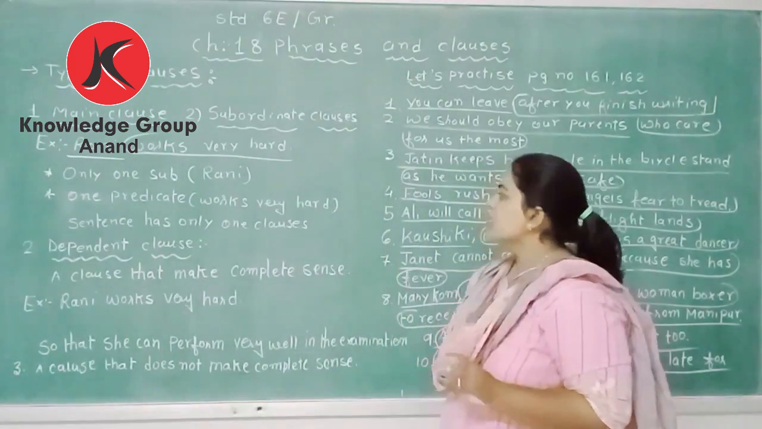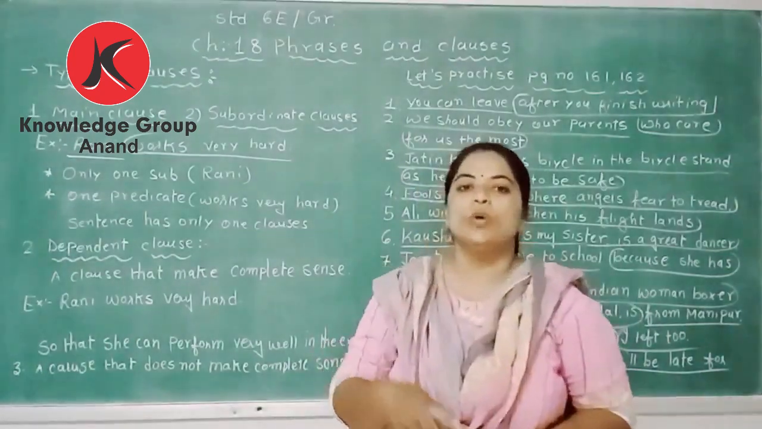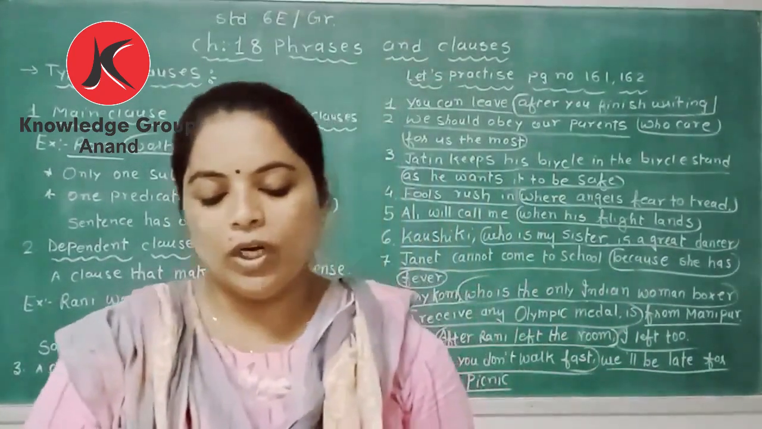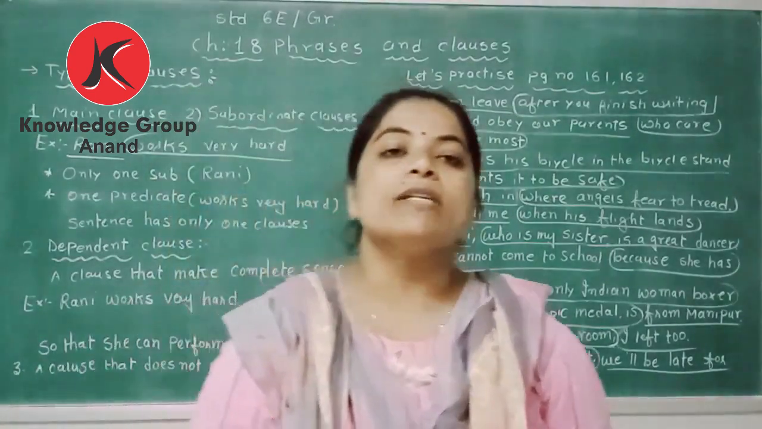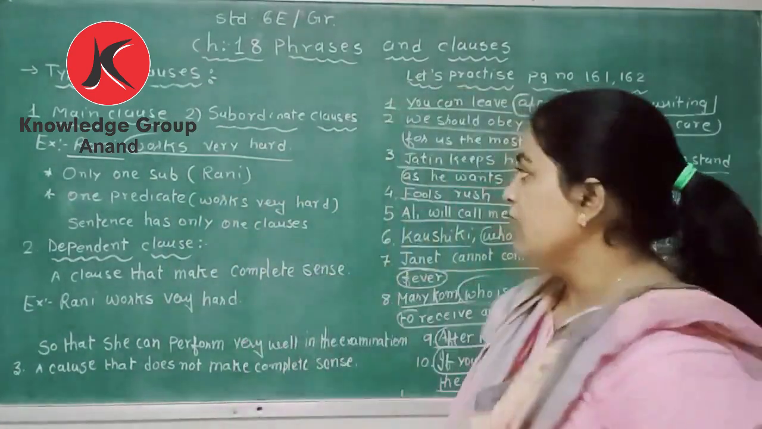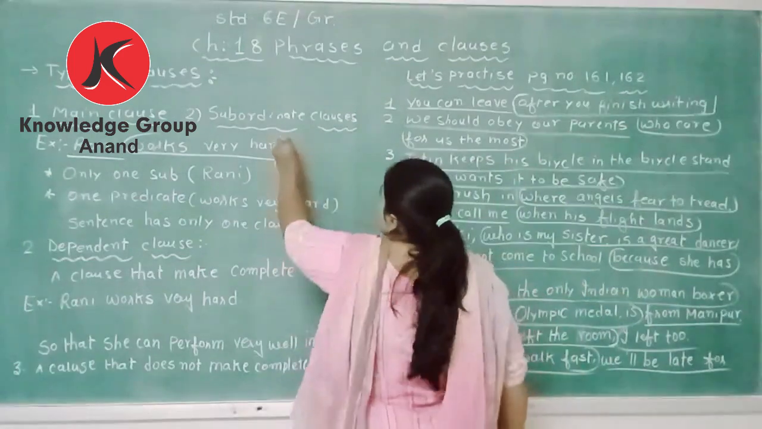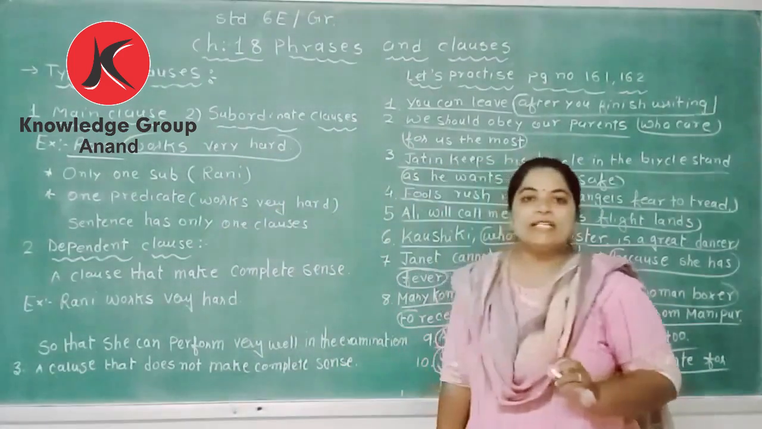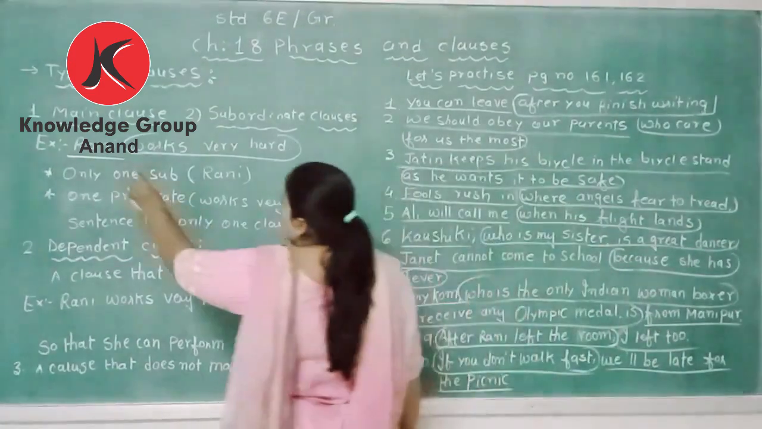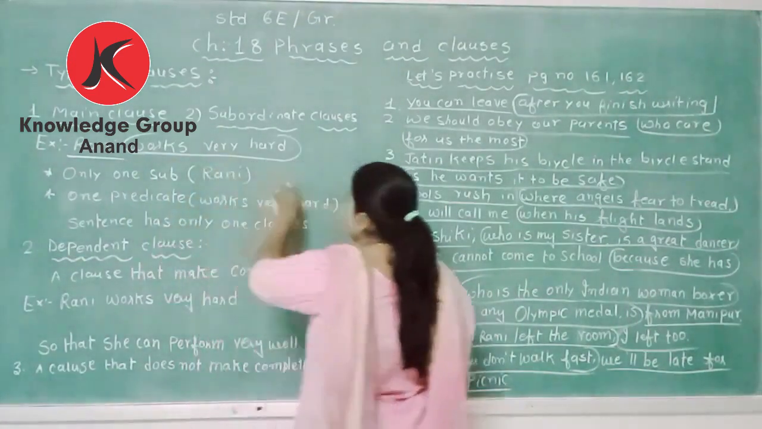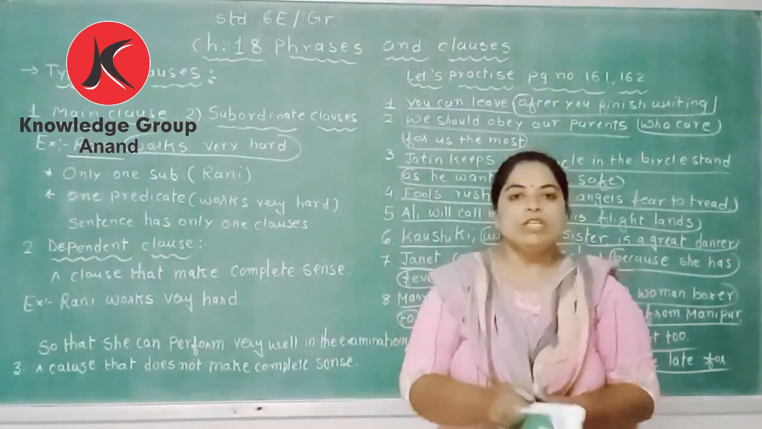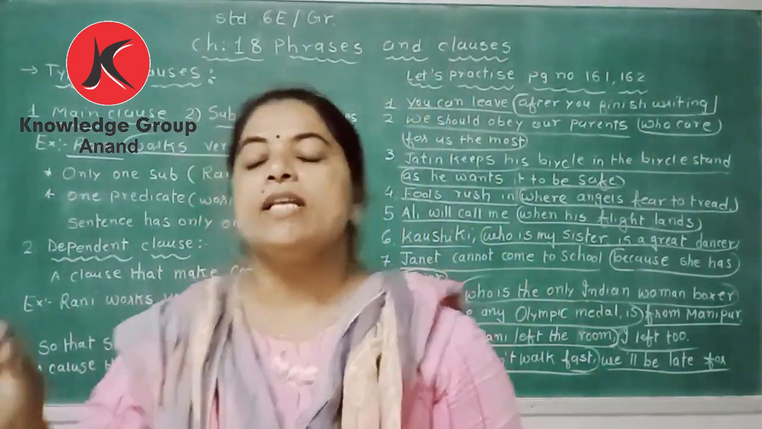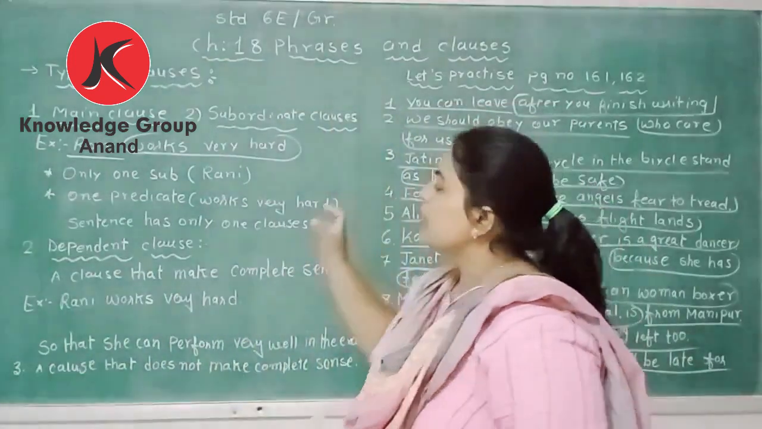So the sentence has only one clause. If the sentence has only one clause, then it makes complete sense in itself, because only one subject and one predicate is there in the sentence. So it is called a main sentence, and it is called a complete clause.